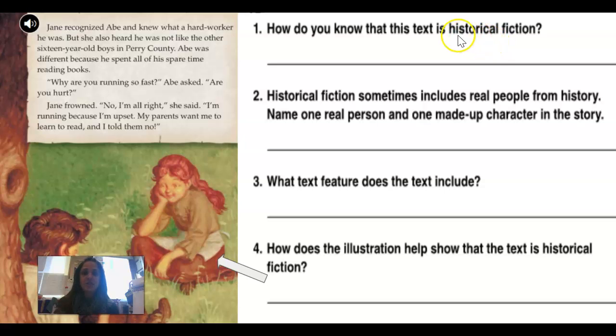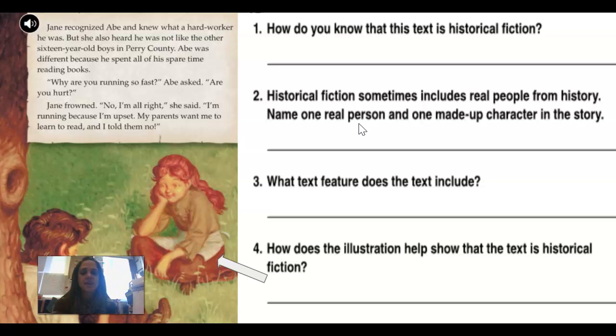And I remember the features of a historical fiction: events that take place in the past, made-up characters, illustrations that show it takes place in the past. So I'm getting my brain as a reader ready. Number 2, historical fiction sometimes includes real people from history. Sometimes. Name one real person and one made-up character in the story. So we're going to look for one real person and a made-up character.